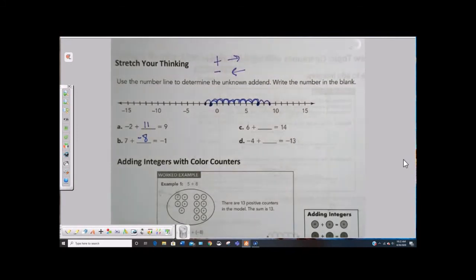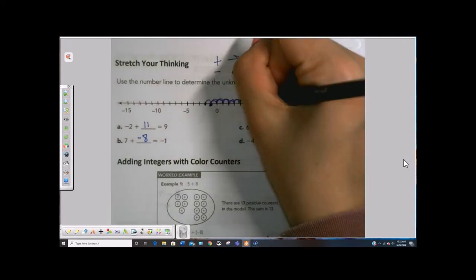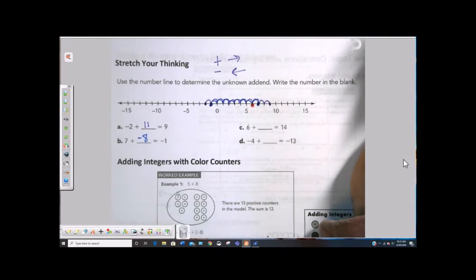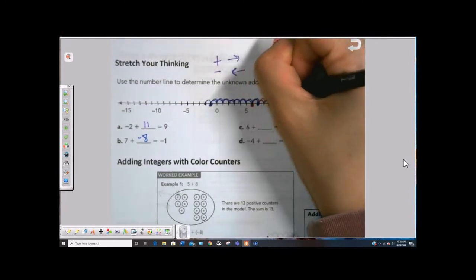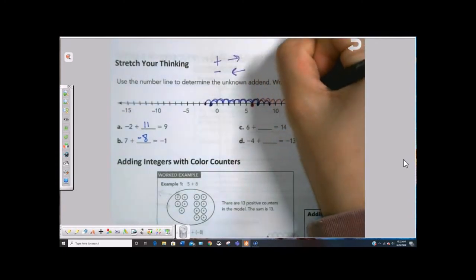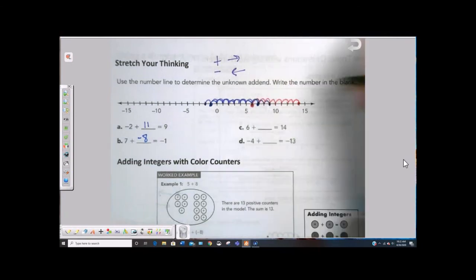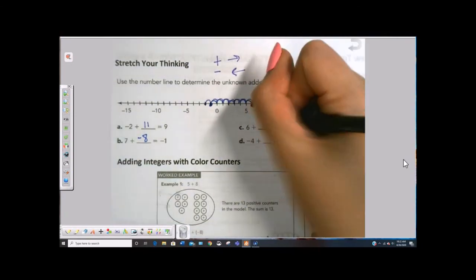Looking at C, we start at 6. And most of you, I'm sure, can say, well, 6 plus something equals 14. But using the number line, we're just going to go from 6 to 14. And as you can see, we're moving to the right. And we move to the right 8 spaces, so it's a positive 8.